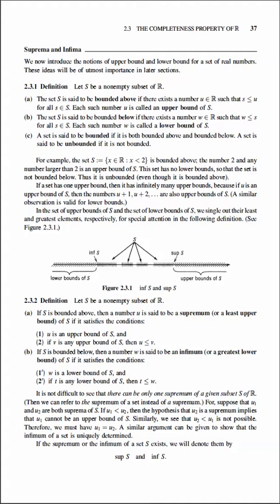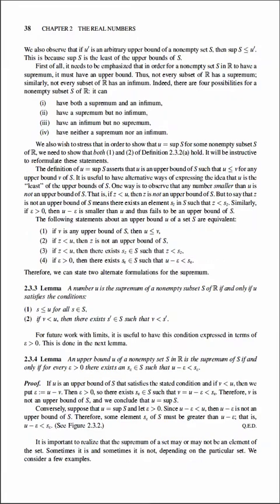At the bottom of page 37, the book talks about how the supremum of a set is unique. There can be only one supremum. It even has a little argument for that. And it has notation for supremum and infimum, which I'll usually just call sup or inf. Not every set needs to have a supremum or an infimum, and the book spells that out at the top of 38.